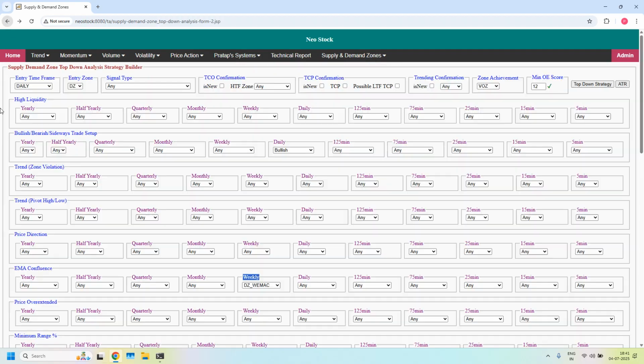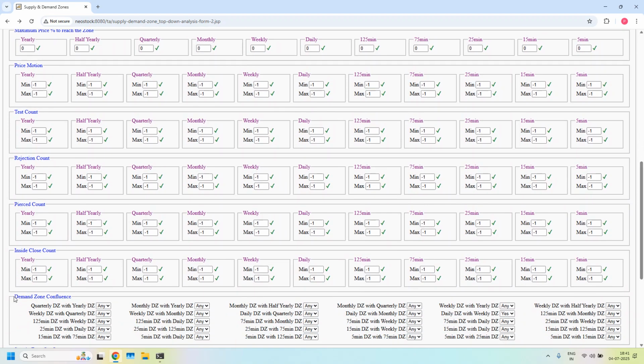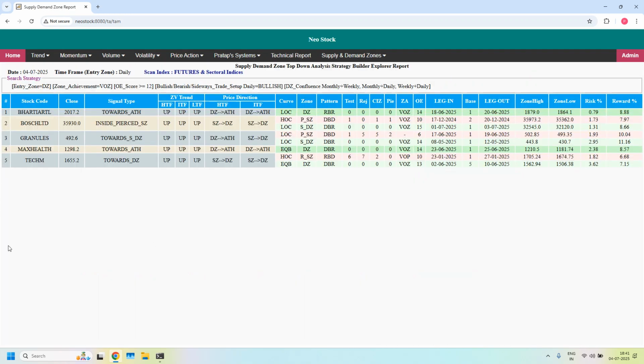Going back, removing this ITF EMA filter. Now we are focusing on HTF. So in the demand zone confluence, first we have to set 3 filters. Out of 3, the first one is already enabled, daily and weekly demand zone confluence. Next filter, daily and monthly demand zone confluence, then weekly and monthly demand zone confluence. With all the 3 filters, we got 5 stocks.